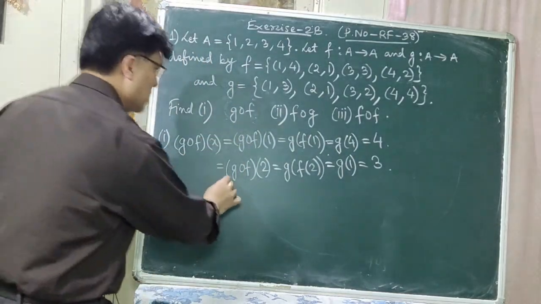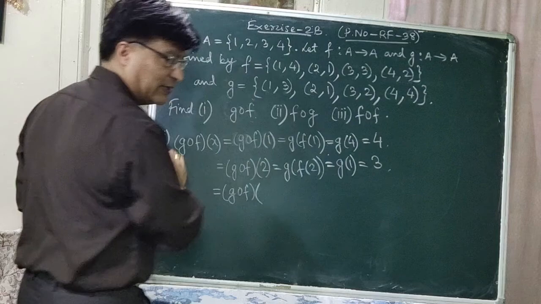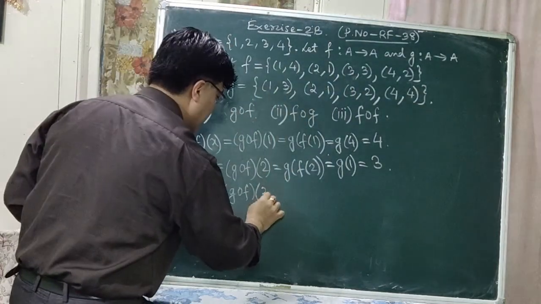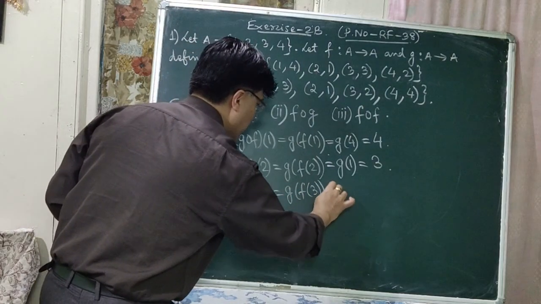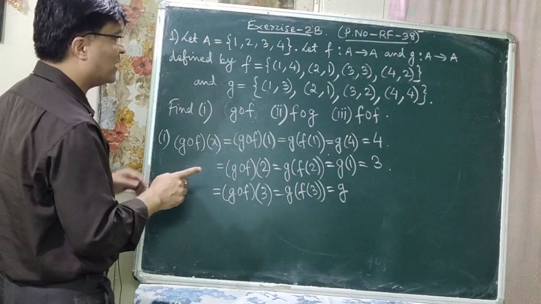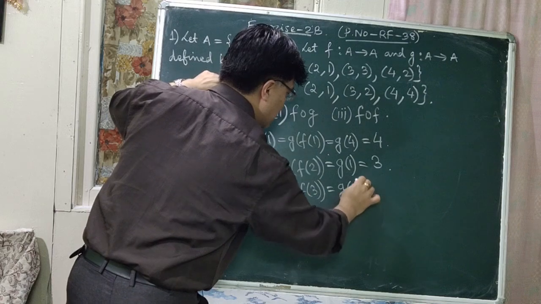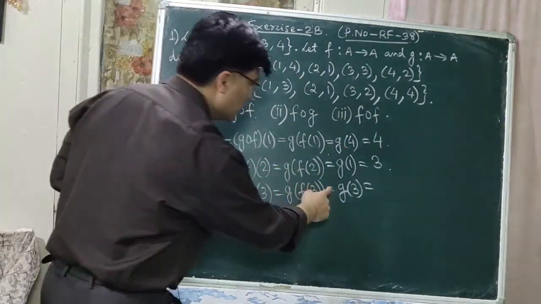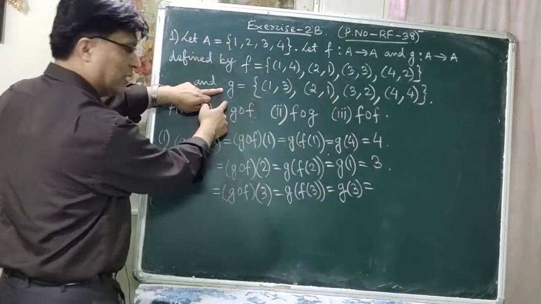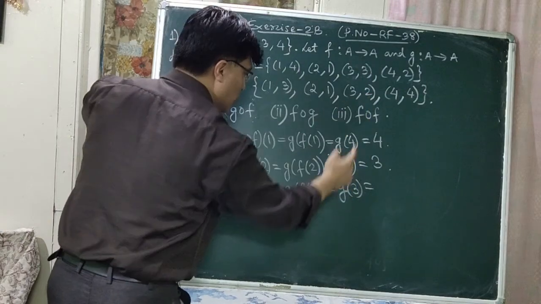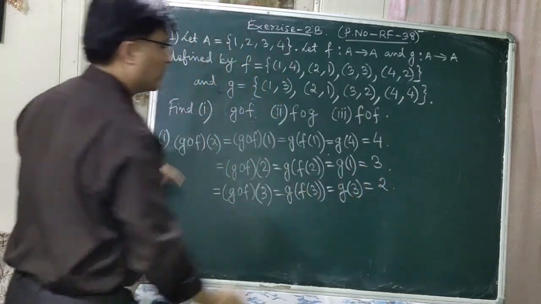So I think you have understood it. Again, what is gof of 3? Now you should write, instead of x, you put 3 here, which is defined as g of f of 3, which is equal to g of, what is f of 3 now? 3 is related with 3 under f, so its value is 3. Next, what is g of 3? 3 is related with 2 under g. So what is g of 3 now? It is 2. Is that clear?